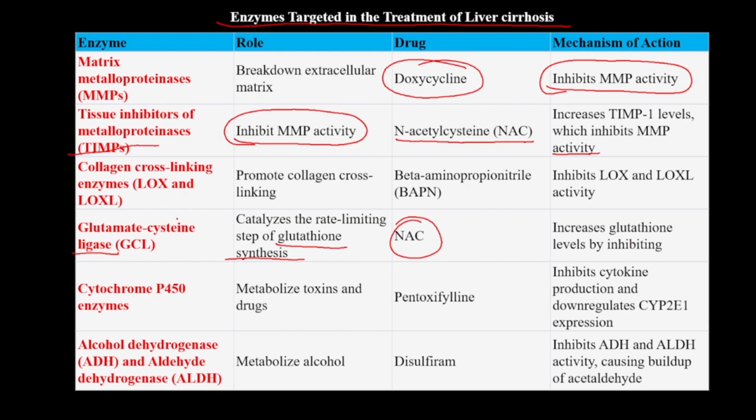Then we have the cytochrome P450 enzymes, which metabolize toxins and drugs, and you can use particular inhibitors that inhibit cytokine production and down-regulate CYP2E1 expression. Then we have alcohol dehydrogenase and aldehyde dehydrogenase, which metabolize alcohol. You can use a particular inhibitor that inhibits ADH activity, causing the buildup of acetaldehyde.